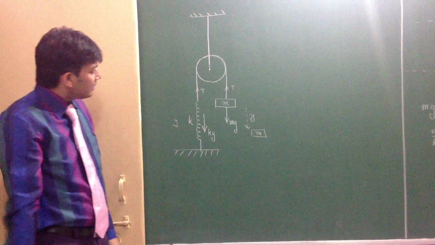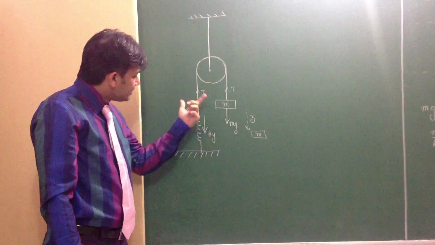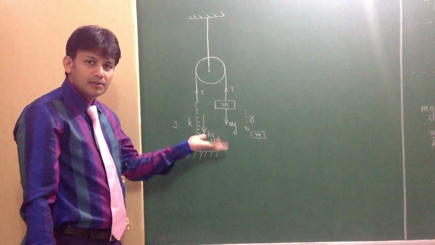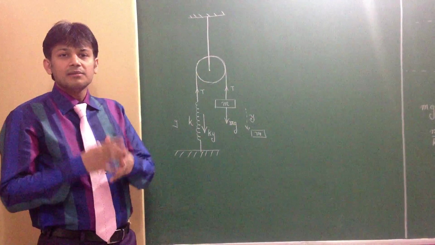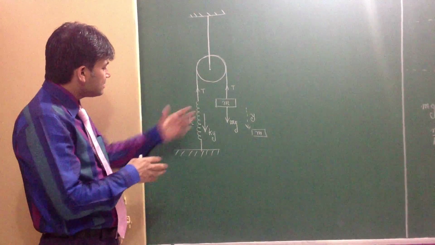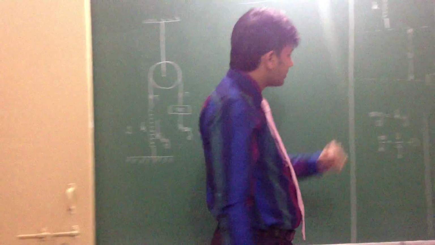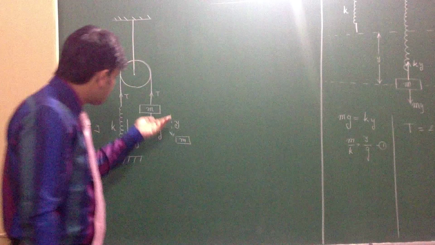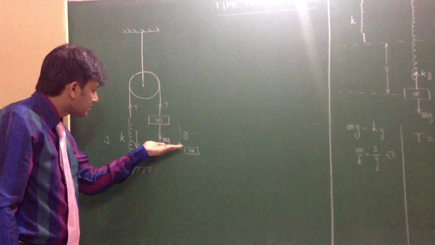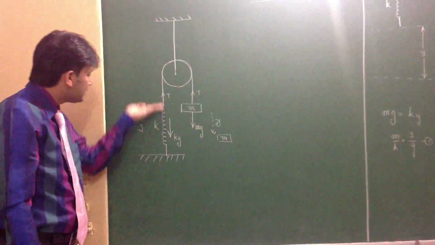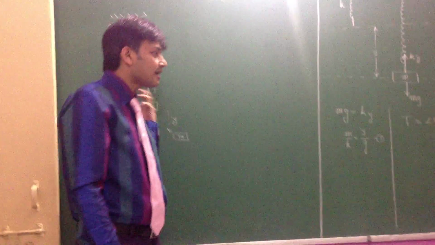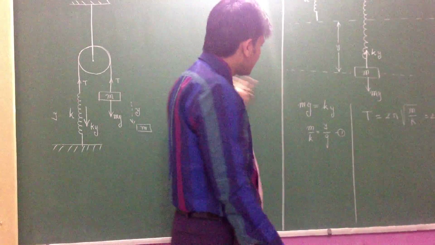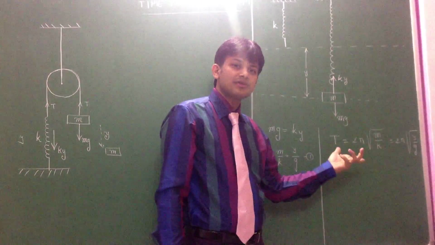Now, if I allow this mass to perform simple harmonic motion, in that case we want to find the time period, but this is the same case as this one because the displacement of the object is y and the increase in the length of spring is also y. So this case is not an extraordinary one. So the time period will be of this type.